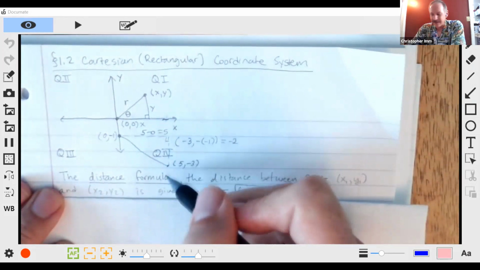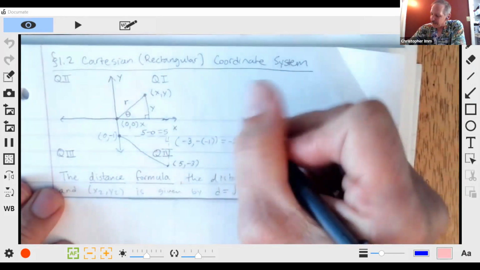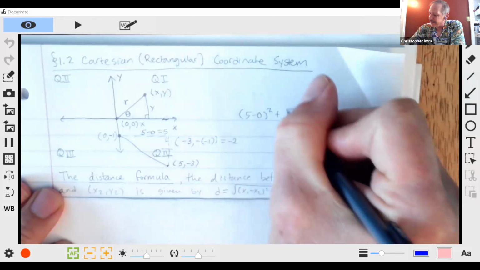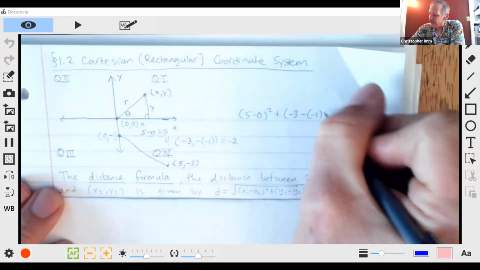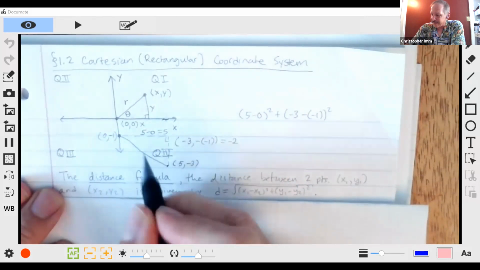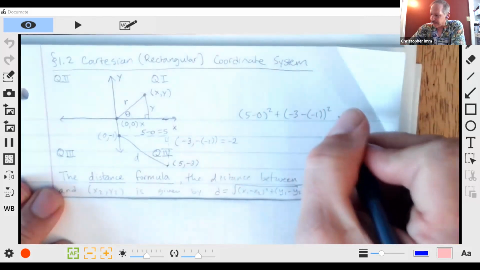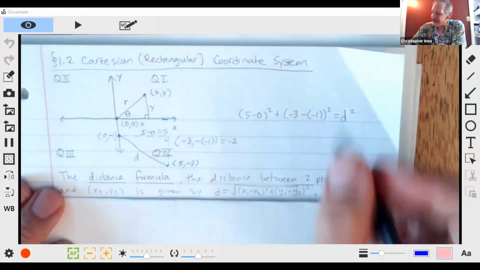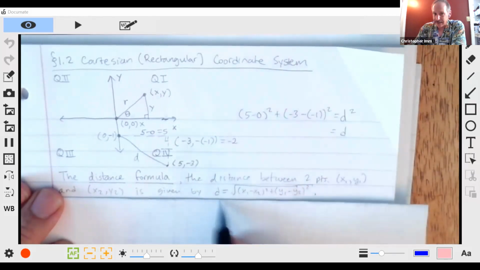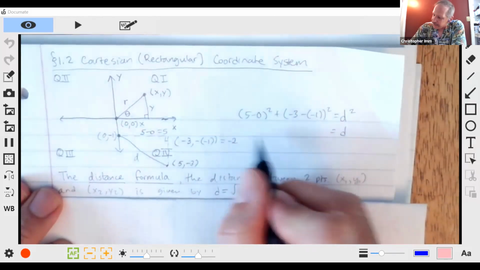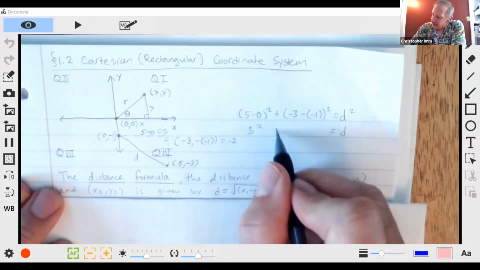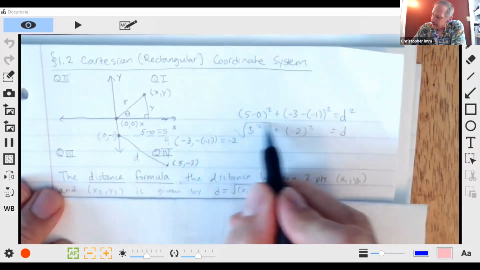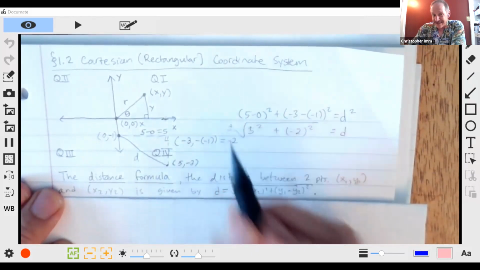We know the distance is positive. So when we plug these things into the Pythagorean theorem, we would get 5 minus 0 squared, that's 5 squared, plus -3 minus a -1 squared. And that's not equal to the whole distance, but it's equal to the square of the distance, right? So how do we find the distance? We just take a square root. And now you're going to see that that's exactly like the formula we have down here. So this would be the square root of 5 squared plus -2 squared. And again, we could do plus or minus, but distance is always positive.